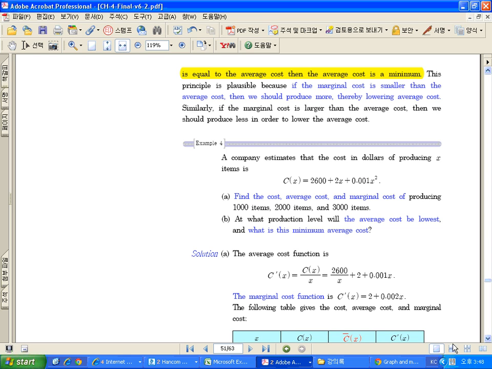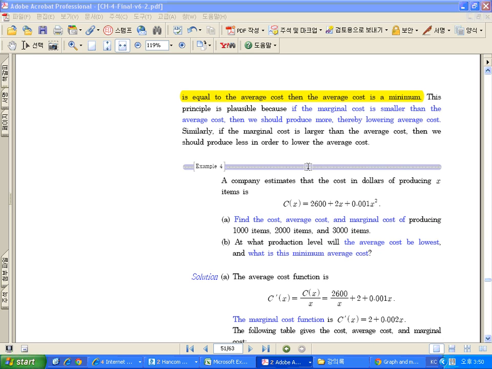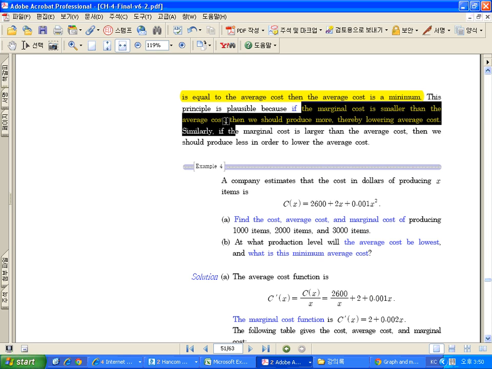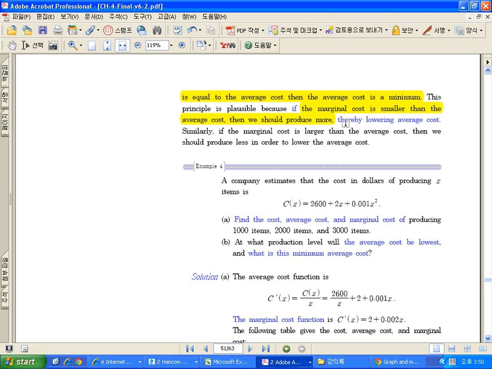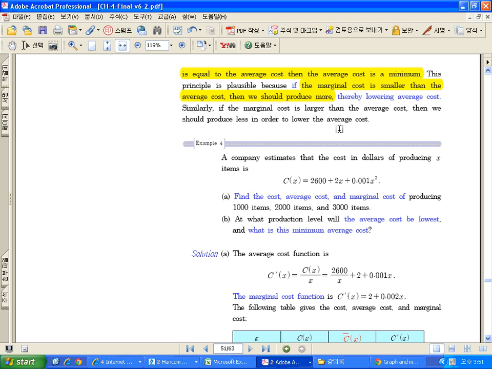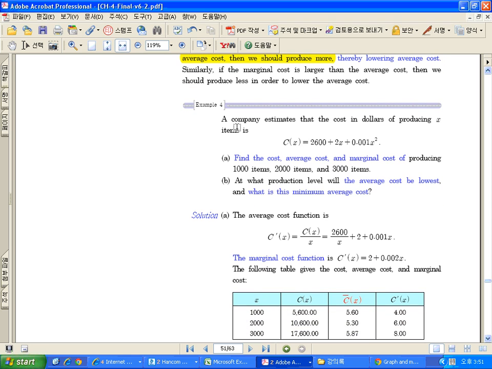This principle is very acceptable, because if the marginal cost is smaller than the average cost, then we should produce more, thereby lowering the average cost. When marginal cost is smaller than the average cost, the average cost will be going down. So let's see the examples.